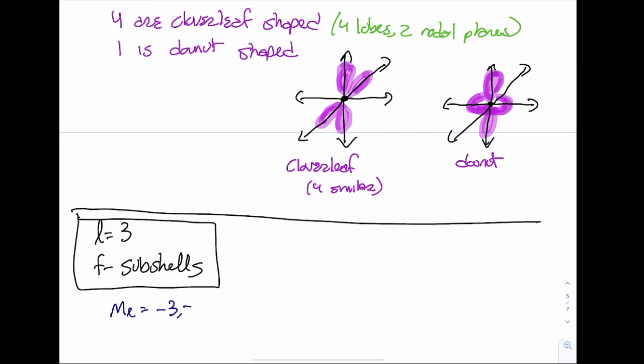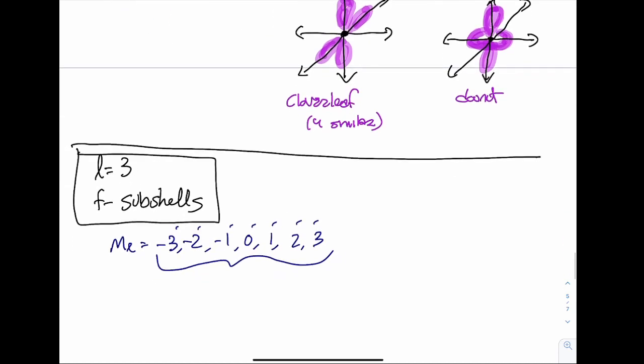So -3, -2, -1, right? Everything from -3 to +3: 0, 1, 2, and 3. And if we count the number of values that are there, there's 1, 2, 3, 4, 5, 6, 7 numbers. So 7 orientations, which means there's 7 F orbitals per subshell, right? There's 7 different ways I could draw it.